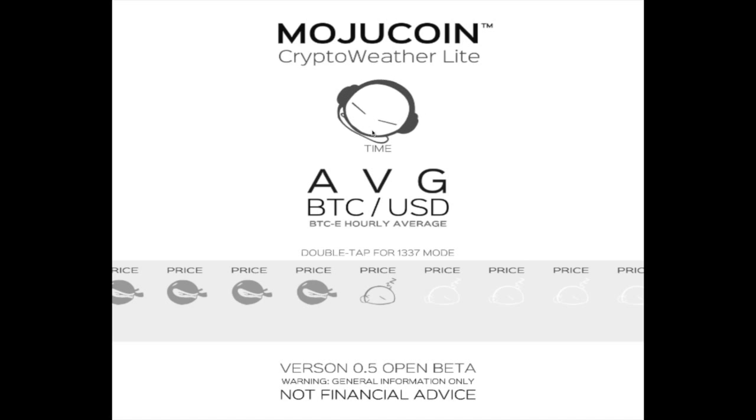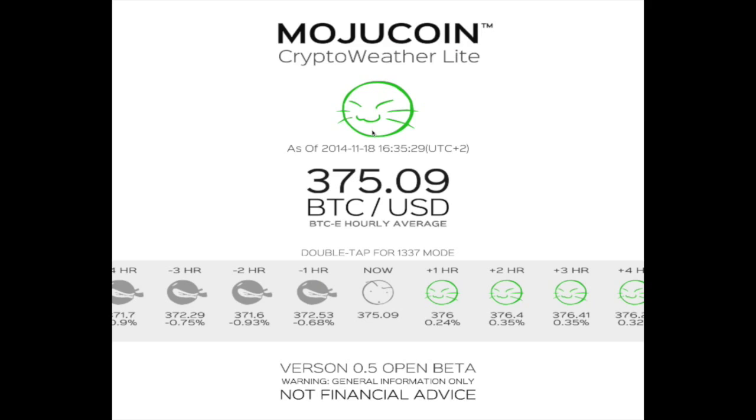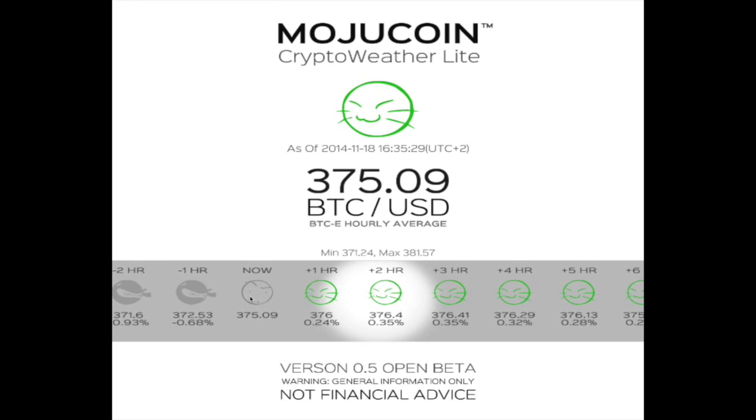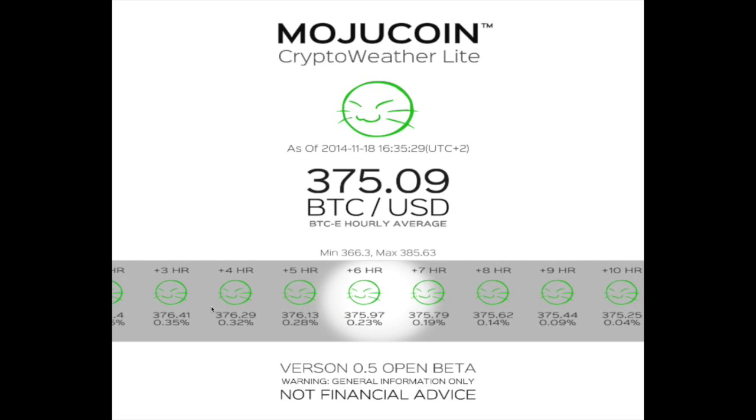This is it connecting to the server and downloading prices. Yay, internet. So he's got these icons for Happy Cat. The price of Bitcoin is going up. He's using hourly prices. You can double tap for leap mode, and what that will give you is how the forecasts were. So it's currently 375, and the model suggests it's going to go 376, and then come down again to 375.5. So it's not going anywhere big in a hurry.